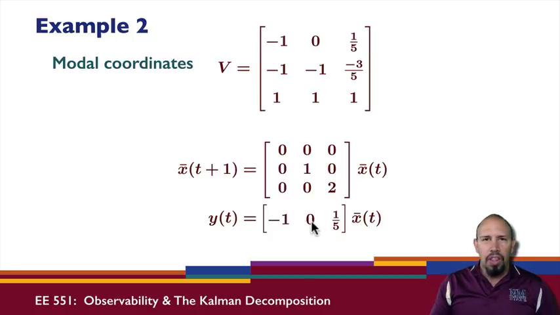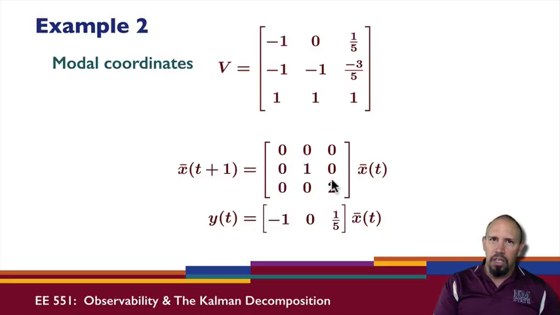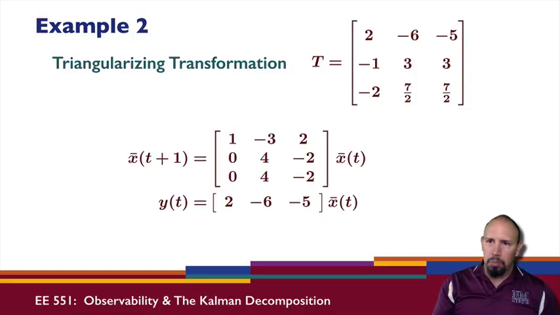With controllability, we had to worry about rows of the B matrix. For C, we have to look at columns of 0. So this is a 0 element. Therefore, this is an unobservable mode. Because this is not 0, this is an observable mode, and this is also an observable mode. So in the modal coordinates, we can exactly see the observable modes and unobservable modes.